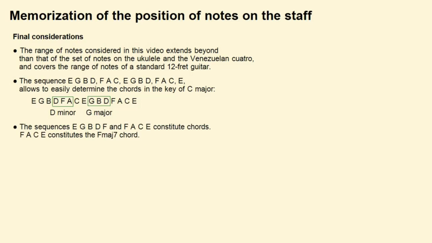A detail: together the notes of the sequence EGBDF and those of the sequence FACE constitute chords. The first has 5 notes, so it cannot be implemented on the ukulele, nor on the cuatro. The second constitutes the F major 7th chord and can be implemented on the ukulele and on the cuatro. In future videos, we will study chord generation in detail.